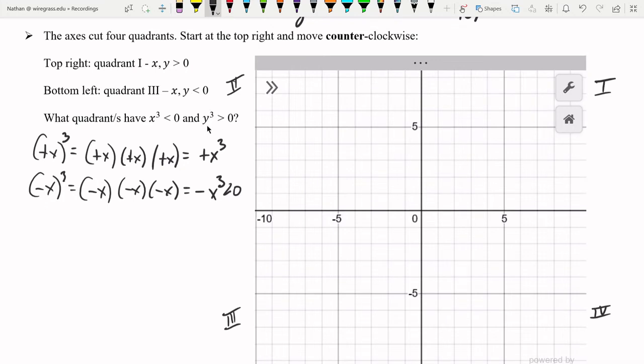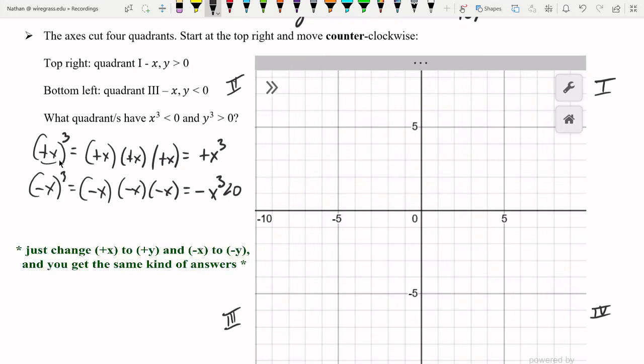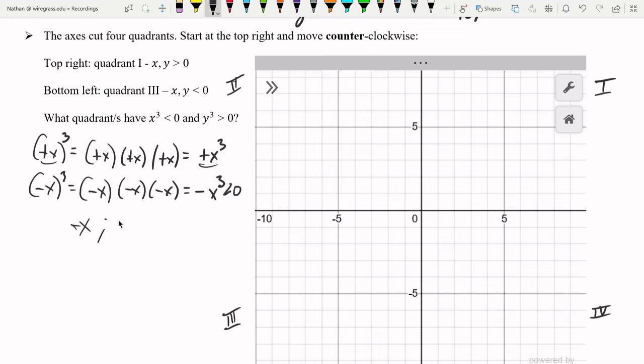Now for positive y, we can do the exact same idea here. And you can see that positive y's will give us positive y's out. So we want to have negative x's, and we want positive y's. Well, the quadrant that has negative x, positive y is quadrant 2. So that's the only quadrant that has these kind of specifications.